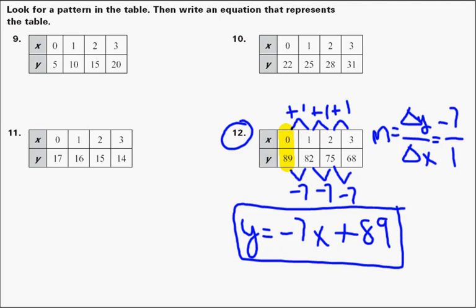If you haven't done them, do these other three. Make sure you know how to do this. And there's also a podcast on how to put an equation in and look at the table, and you can make sure you got it right.